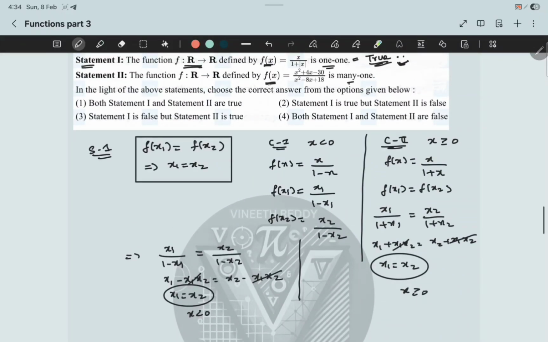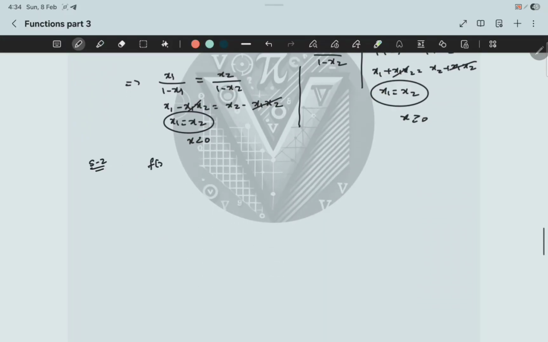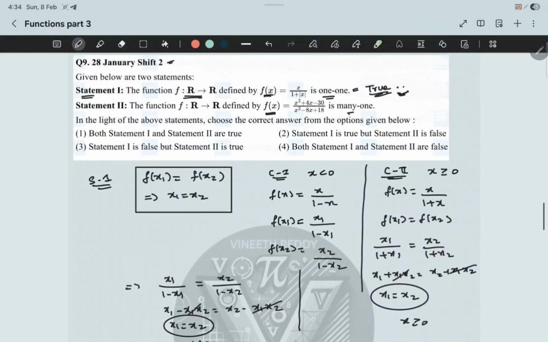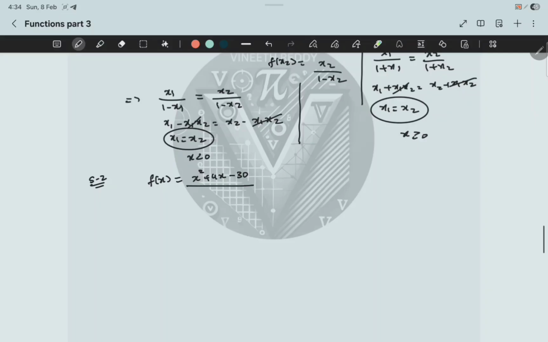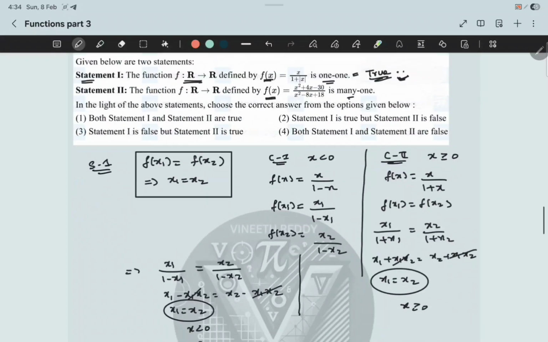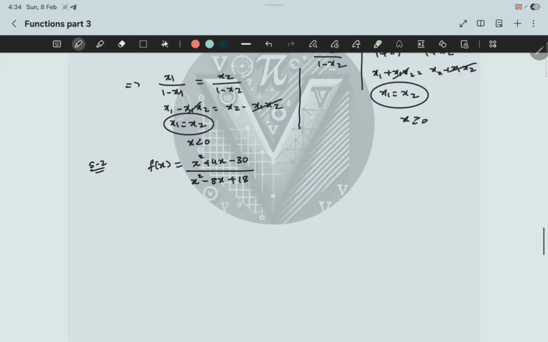Now statement 2 says this function f of x is equal to x square plus 4x minus 30 divided by x square minus 8x plus 18 is many to 1, right? Many to 1. So this statement also we can solve in multiple ways. Either we can try writing f of x1 equals f of x2, but see the complexity, we may have to multiply quadratic equations, so let us not proceed in that way.